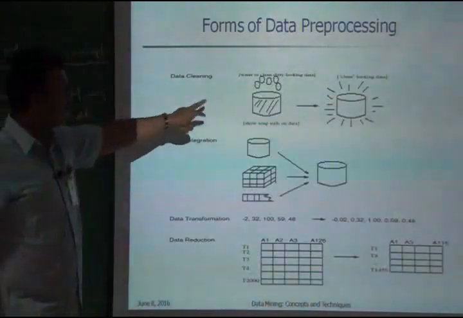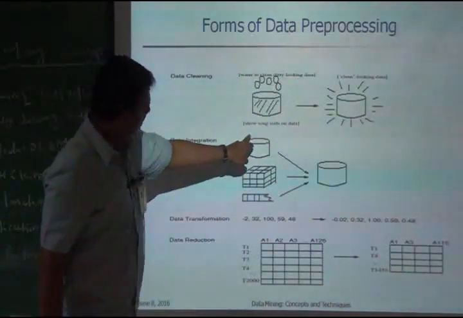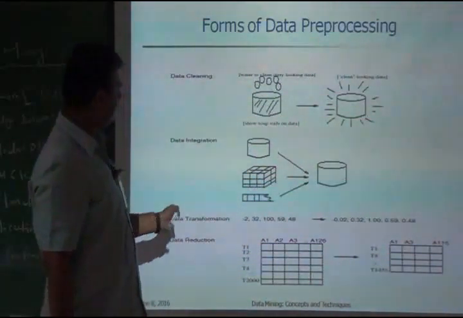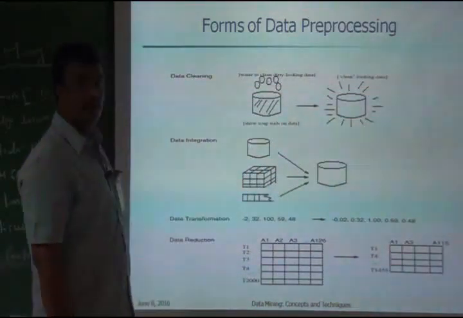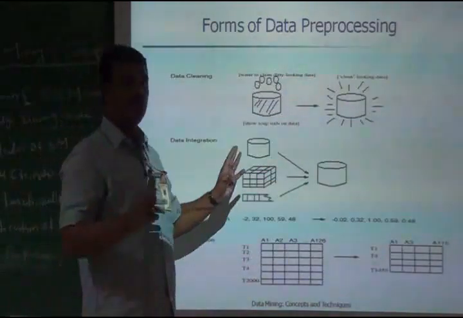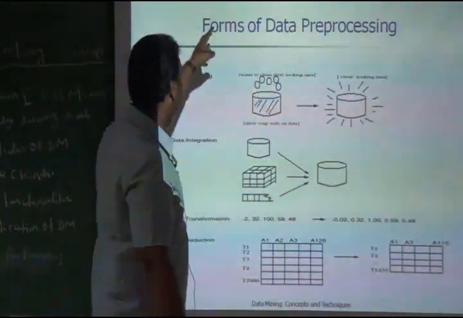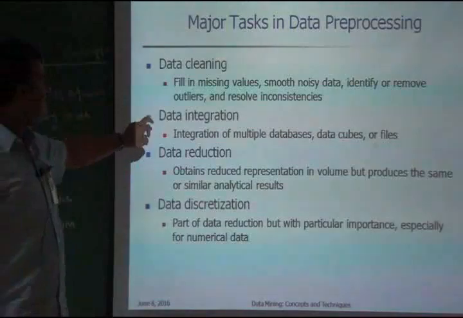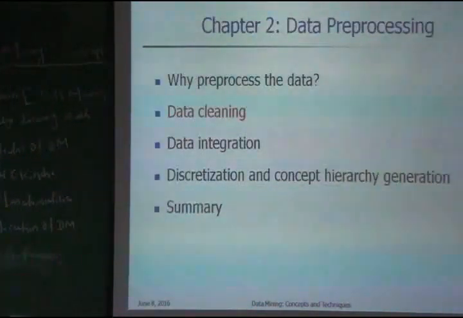Here we are going to fill the missing value and also smooth the outliers. Then data integration, where different data sources may be combined. Then data transformation, where we transform one form into another for the purpose of aggregation. Data reduction reduces volume but produces the same result. These are the different forms of data pre-processing: data cleaning, data integration, data reduction, and the last one, data discretization.